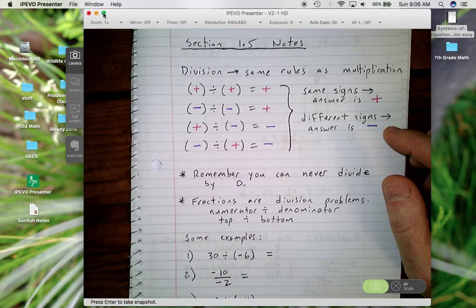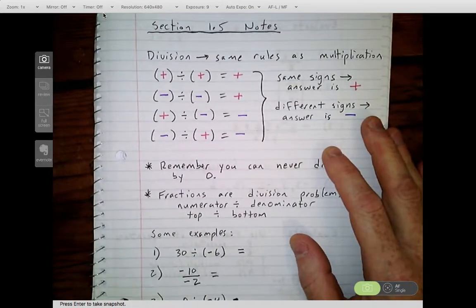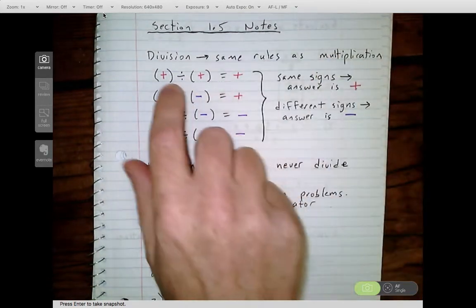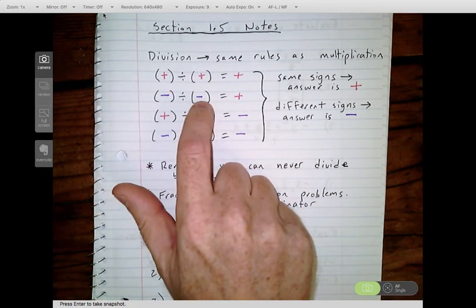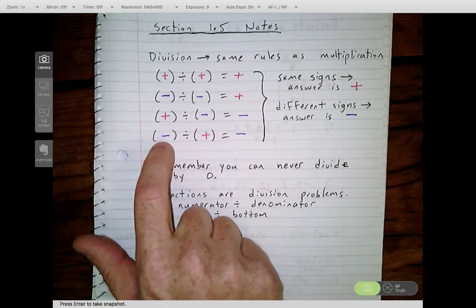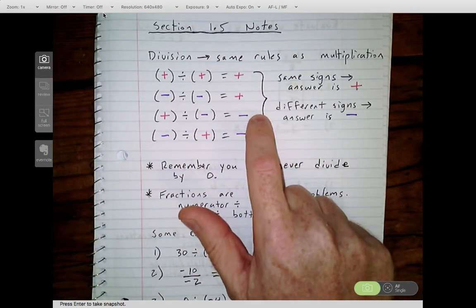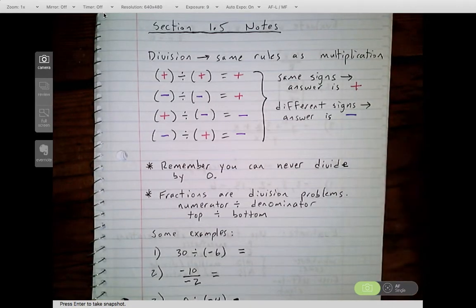So what we're going to do today is division, and division is not so terrible. It's the same rules as multiplication, so positive divided by positive is a positive, negative divided by negative is also a positive, positive divided by negative and negative divided by positive are both negative. So again, just like multiplication, when the signs are the same, your answer is positive. If you have different signs, your answer is negative.